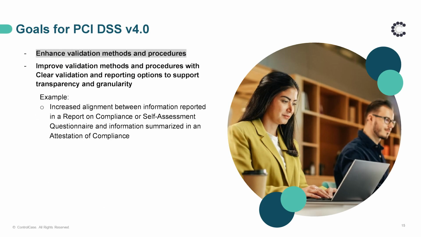Moving on to the next goal, which is the fourth and final goal: enhance validation methods and procedures. Improve validation methods and procedures with clear validation and reporting options to support transparency and granularity. In this, the example is where they have increased the alignment between the information reported in the report on compliance or the ROC and self-assessment questionnaire and the information summarized in the attestation of compliance, right? So you will see the information is very much aligned between these different reporting formats.